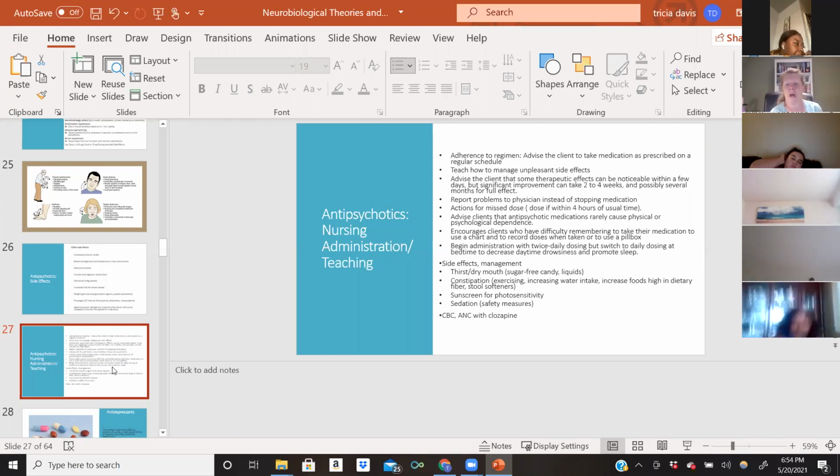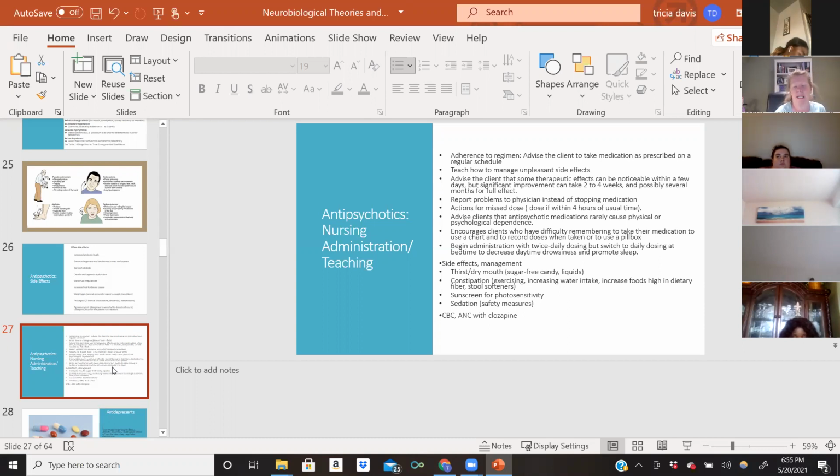Begin administration with twice daily doses, but switch to daily doses at bedtime to decrease daytime drowsiness and promote sleep. So you'll see sometimes if they give that one whole dose at first in the morning, you'll see more side effects. So sometimes they'll say, take half of this pill in the morning, half at night. They do that for 2 or 3 weeks. Then once that little period goes by where there might not be those side effects, they'll say, okay, you can switch it to daily. And then we can say, go ahead and take it at bedtime, because then you're not going to be so sleepy during the day. If it is a drug that causes drowsiness, it's going to help you sleep. And some of those unpleasant side effects you won't experience because you'll be sleeping.